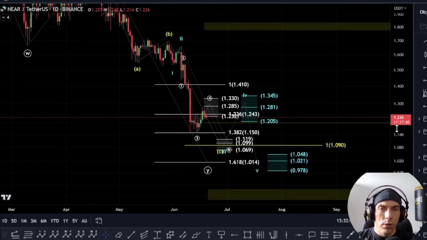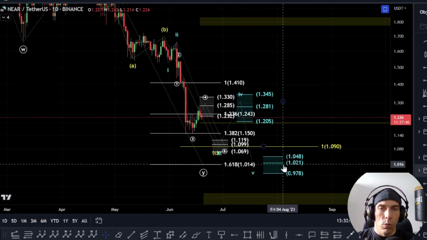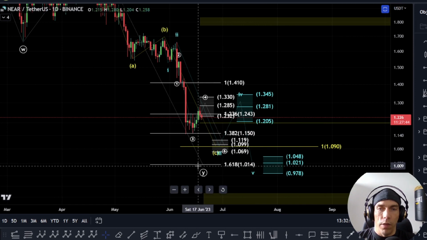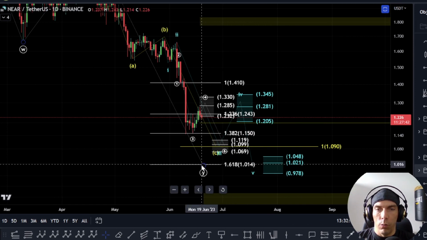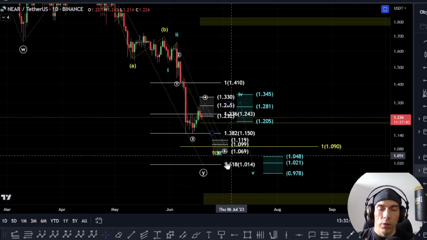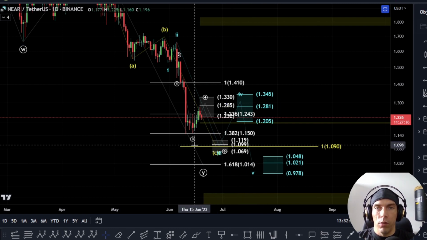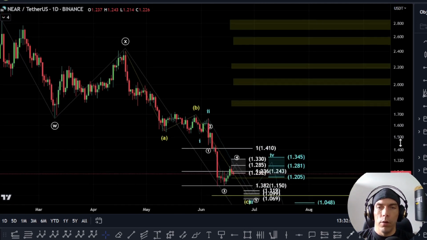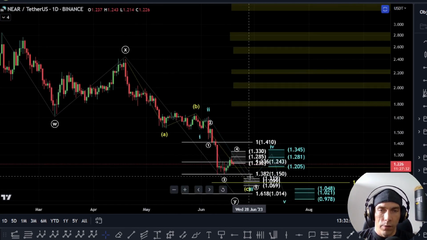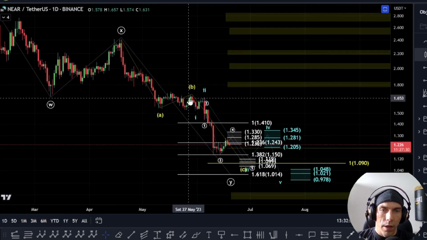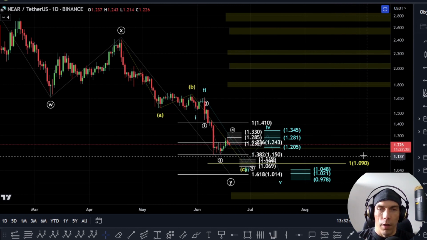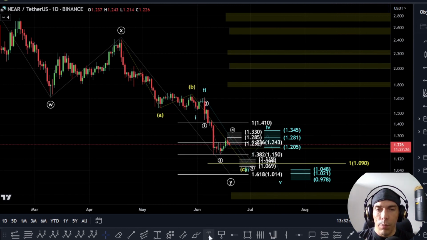Now this would be looking to potentially push us down towards this 1.618 of the Y wave, which would actually be sitting here towards this $1.01, once again a psychological level. As well as that, we do have the 1-to-1 of this move here. If we're looking at this as A, B, and C, we have the 1-to-1 of that actually sitting here at this $1.09. So I would be keeping an eye on this.